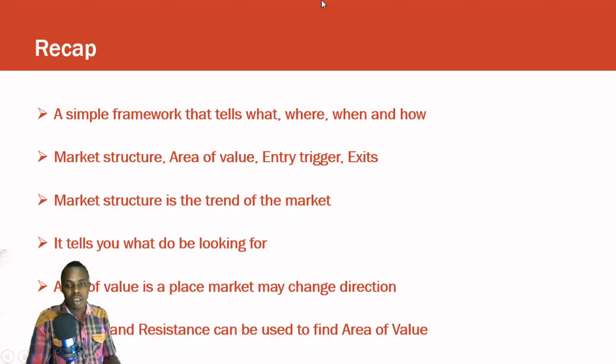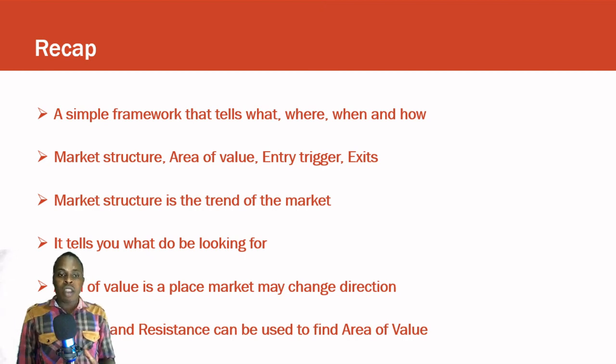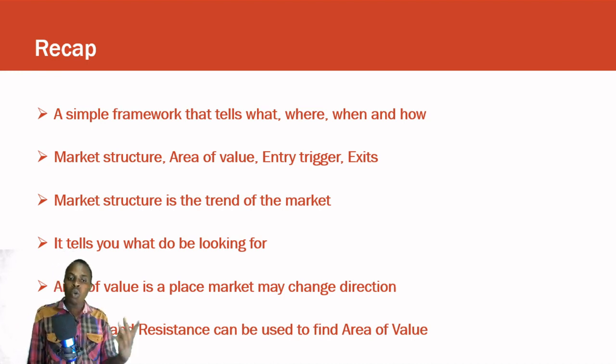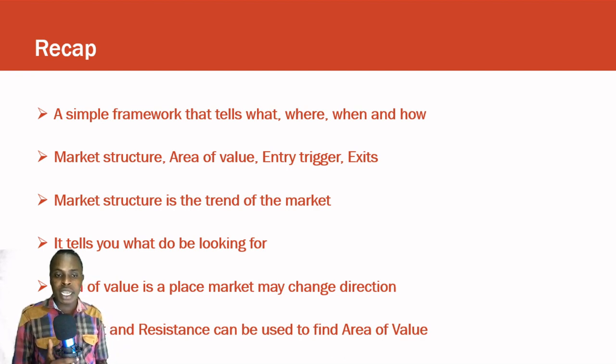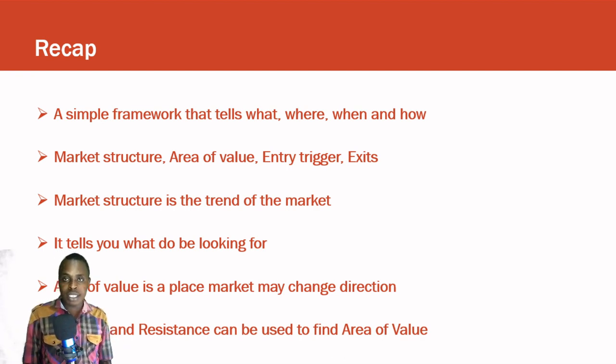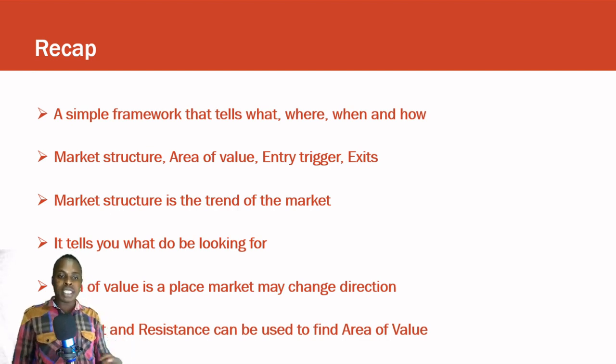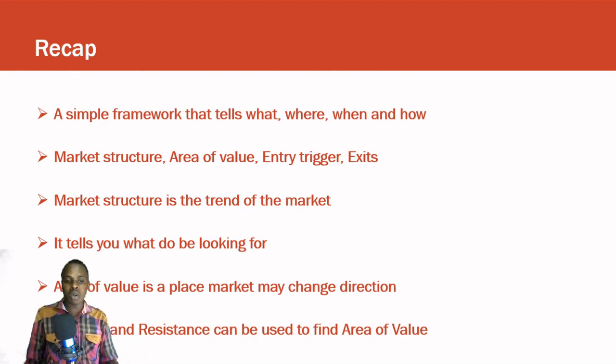Now, we talked about a simple framework that tells you where to buy, what to do, when to buy, and how do you exit the market. So market structure, area of value, entry trigger, and exits are the 4 things that you need if you want to make money with technical analysis. So market structure is the trend or the direction of the market. It tells you what to be looking for.